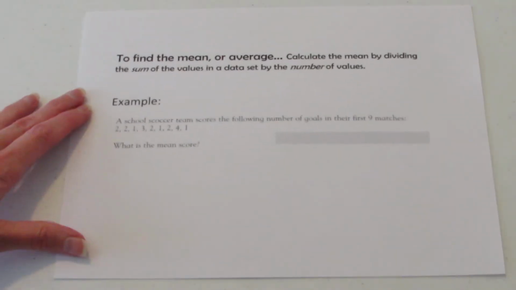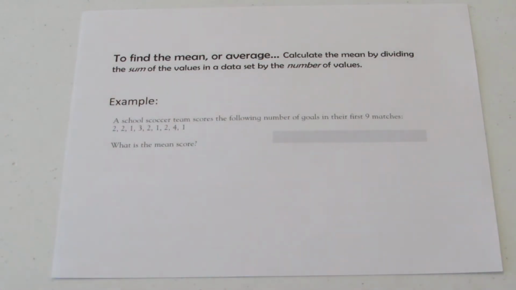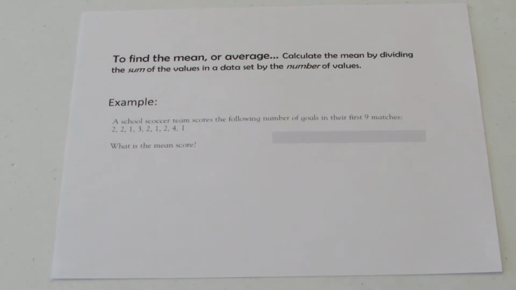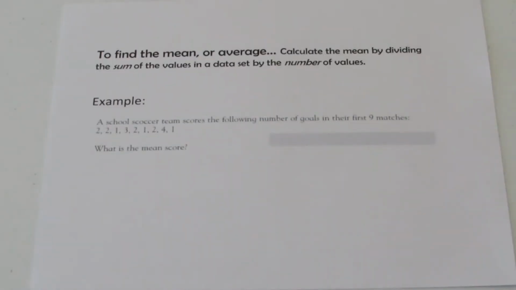Right, in order to find the mean or the average, you calculate the mean by dividing the sum of the values in a data set by the number of values. So you can see we have an example here.